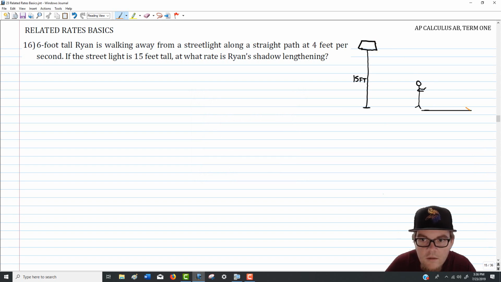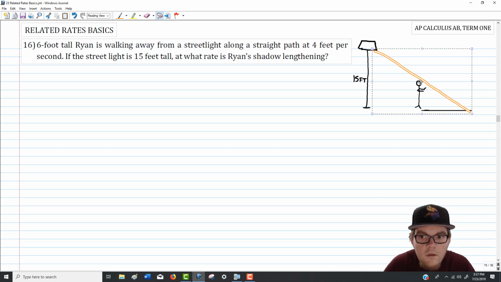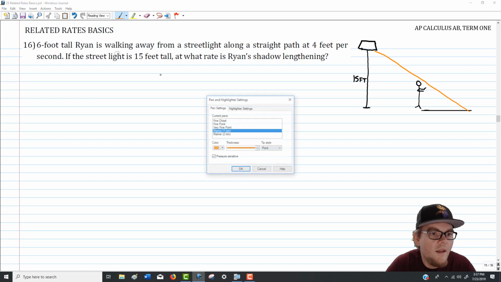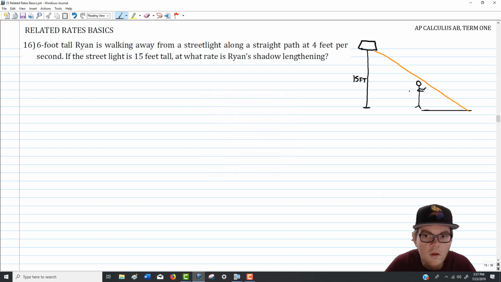I'm going to go ahead and mark it. So basically there we go. There is the light shining down, which creates, of course, that shadow, and creates a right triangle involving this Ryan that we're analyzing. So there is 6-foot-tall Ryan.